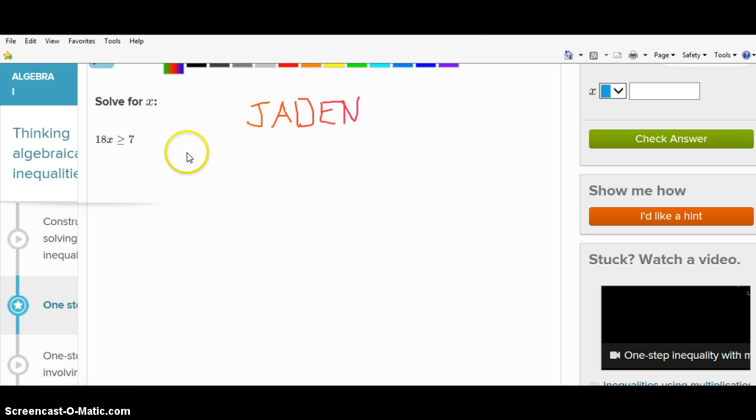Do you understand how to do these? 18x greater than or equal to 7. Divide each side by 18. In this case, we're dividing by a positive number, so we keep the sign the same. x greater than or equal to 7/18.